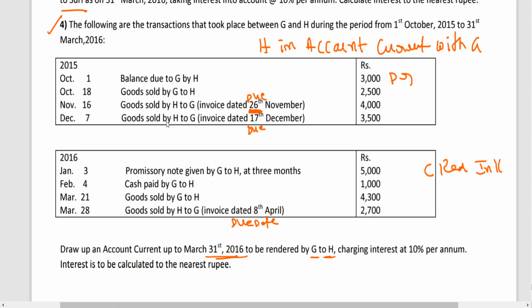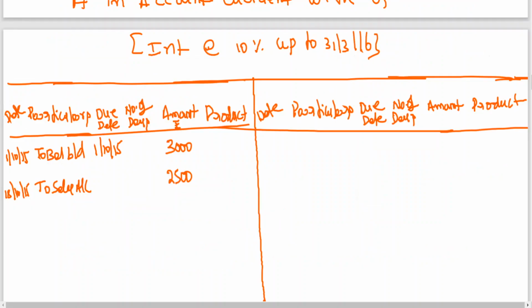Goods sold by H to G. So H is the giver, G is the receiver. When H is the giver, we are buying from H. H account should be credited. Purchase account should be debited. So we should write here 16th November, by purchases.